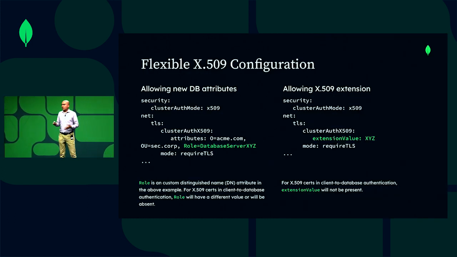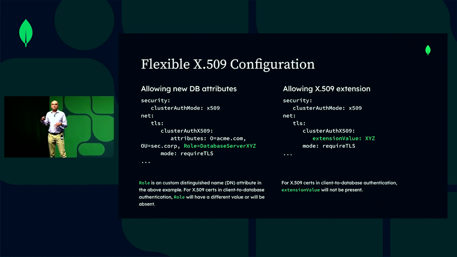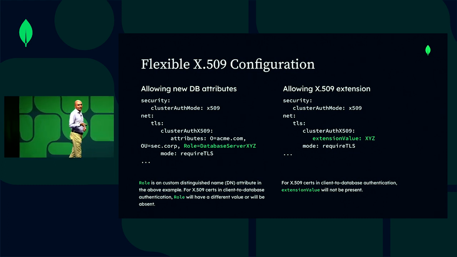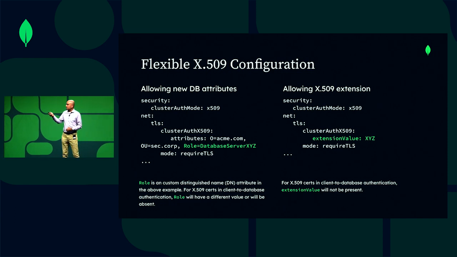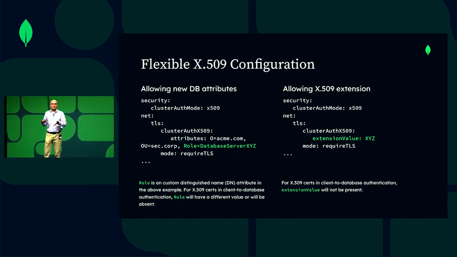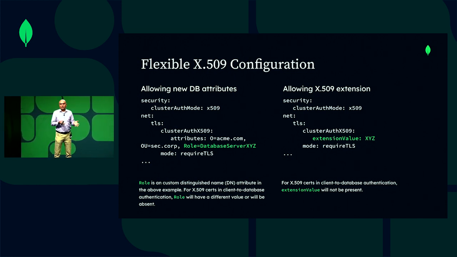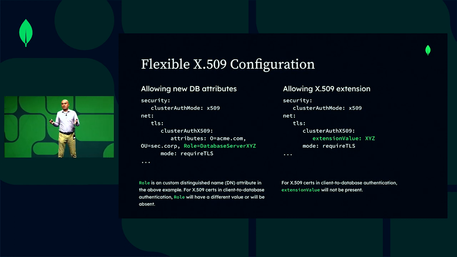So that's exactly what we have done. We have allowed defining custom attributes for node-to-node authentication, or intra-node authentication, within MongoDB. In this example, a custom attribute role equals database server XYZ is defined. When this is defined in the MongoDB configuration file, if the MongoDB nodes are presented with a certificate signed by the CA that has this attribute, the nodes know that this request is coming from a MongoDB database node as opposed to a database client.